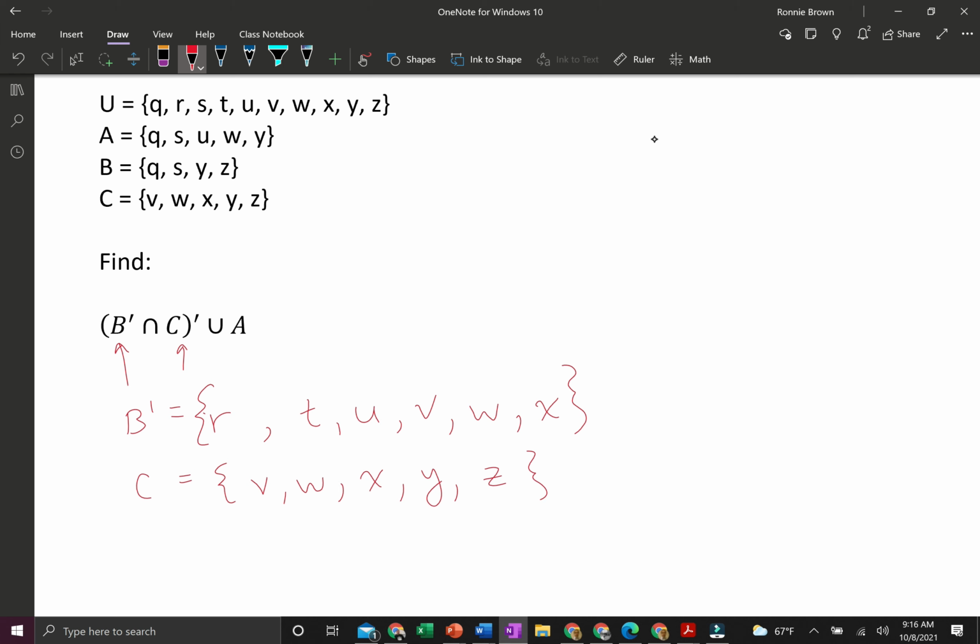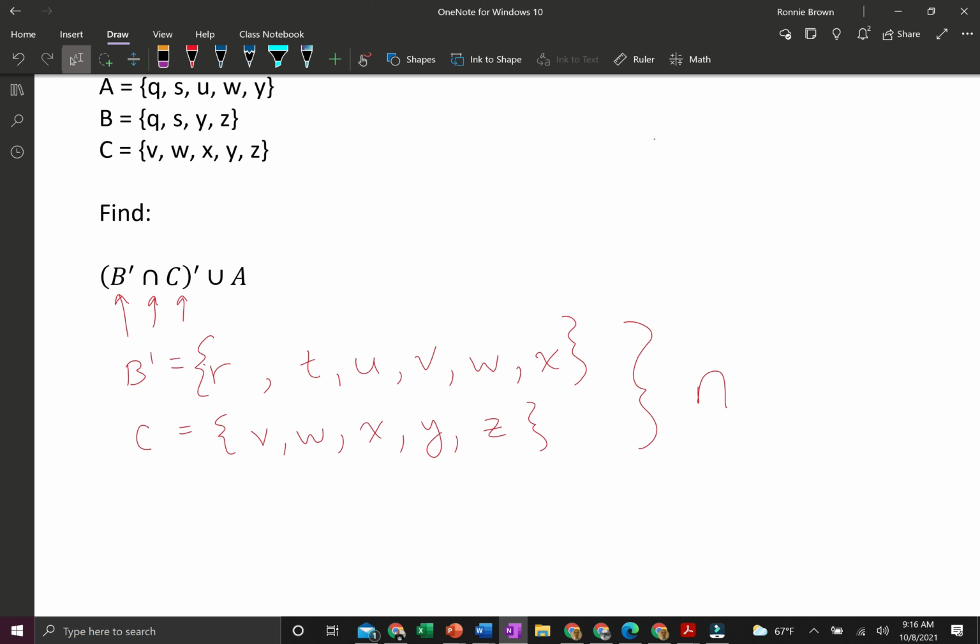And what are we told to do? We're told to find the intersection. So we're taking these two and finding the intersection of B prime and C. So intersection is just where they overlap, what they have in common. So to me it looks like what they have in common would be V, W, and X, right? So that's the intersection. So the intersection of B prime and C is V, W, and X. So this is B prime intersection C right there.